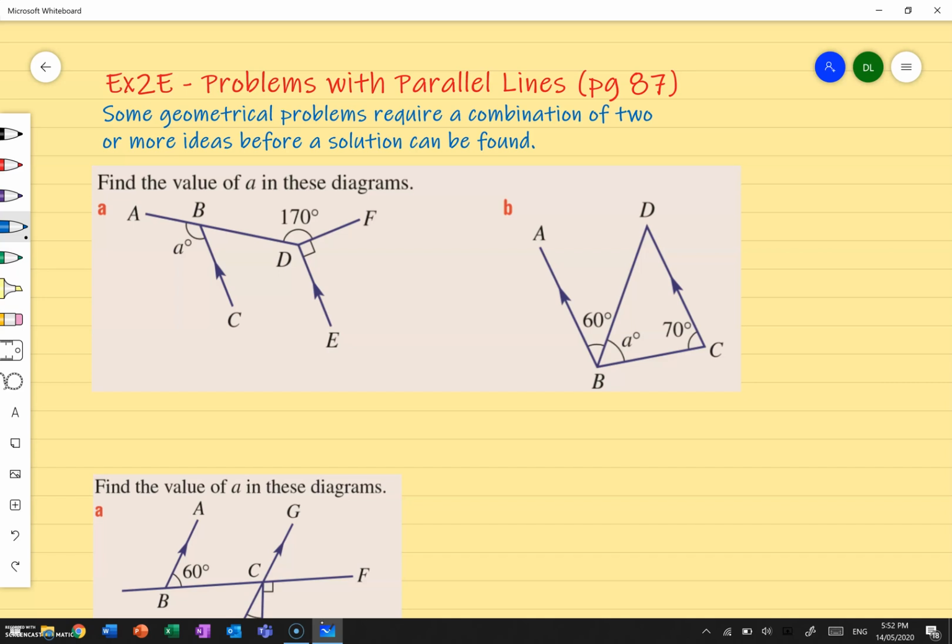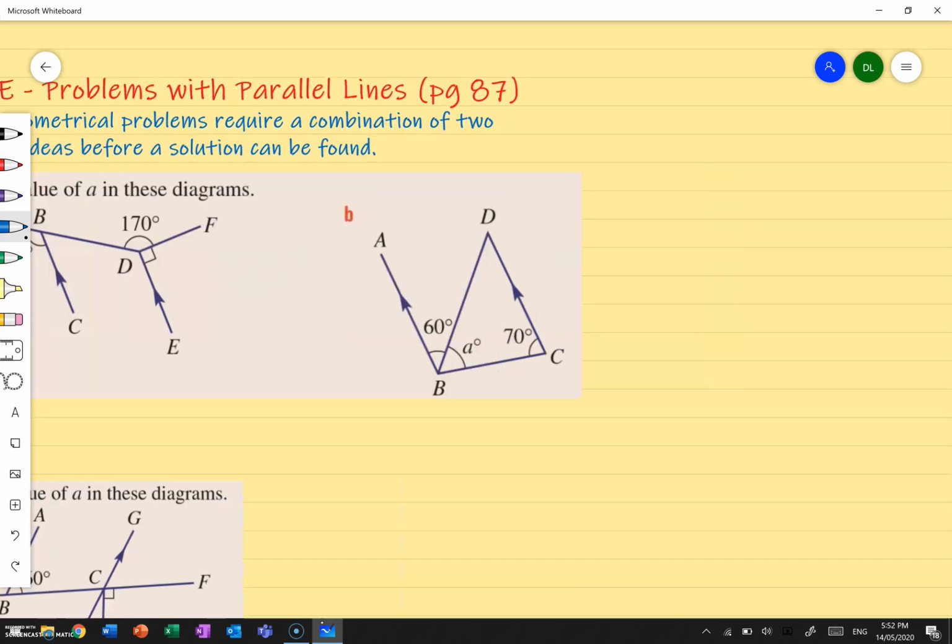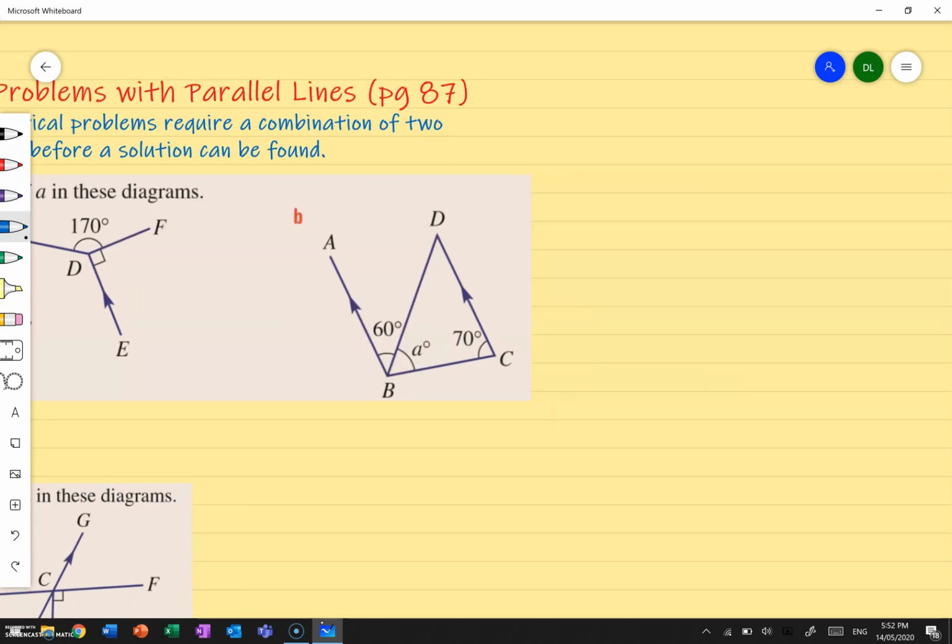So the important thing to understand is that some geometrical problems require a combination of two or more ideas before a solution can be found. Just as a quick revision on this side, I'm going to draw our parallel lines. So these two being parallel. I know they're not exactly parallel, but let's assume they are.